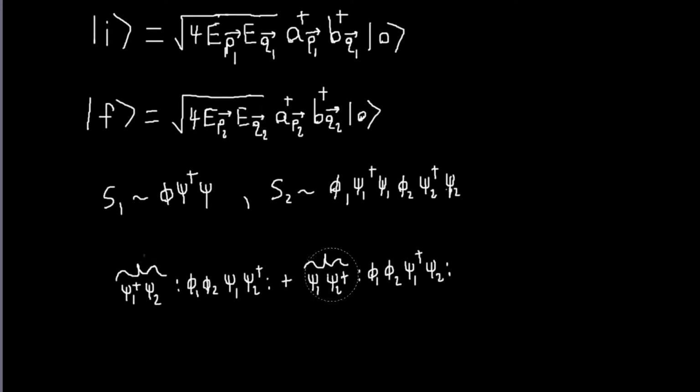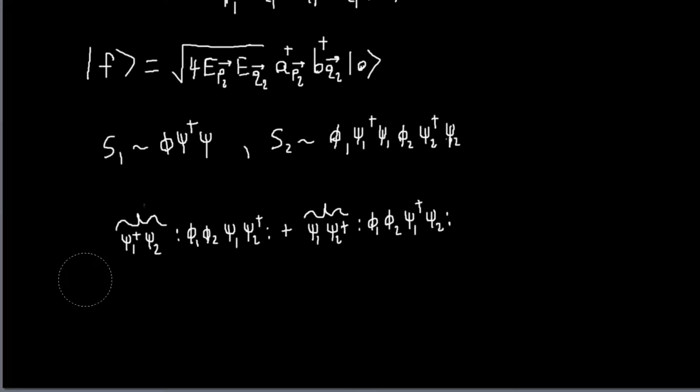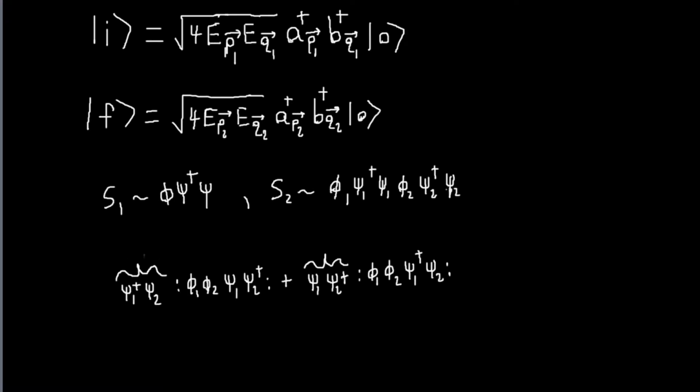So I'll have these two terms, and since we're integrating over dx1 and dx2, these are symmetric under the exchange of psi 1 and psi 2. And then because they're in this normal ordering, I can commute them. So the contribution of this term will be the same as the contribution of this term. So I can just worry about one of these and just double the answer I get. So that's what we'll do in the next video.